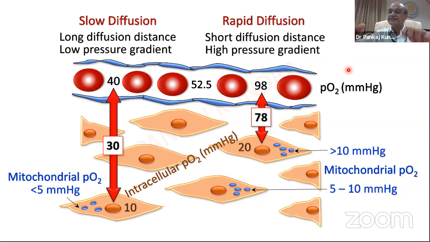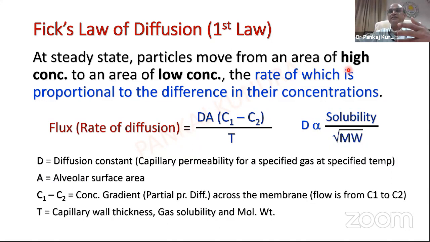So what does this tell us? It takes us to the rate of diffusion by Fick's law of diffusion. That's the first law, and it's very easy to understand here. D means the diffusion constant, which depends upon the capillary permeability for a specified gas at a specified temperature. A is the alveolar surface area. C1, C2, you can substitute with P1, P2, that is the partial pressure gradient between what we have already talked about across the membrane. And T is the capillary thickness. We talked about the alveolar hemoglobin distance. That is what T means.